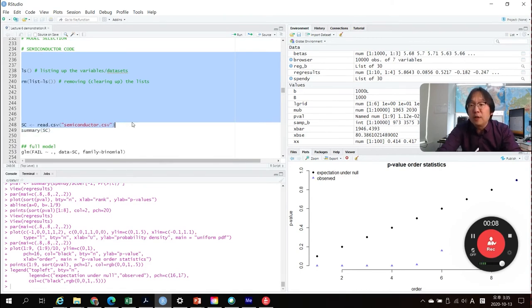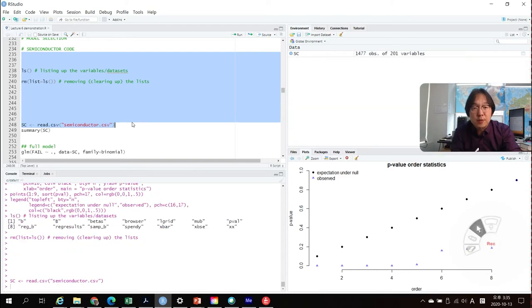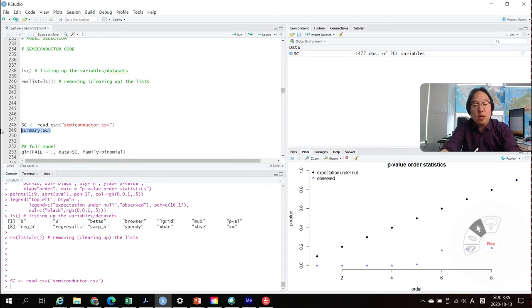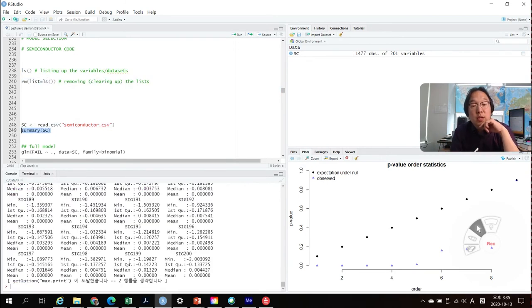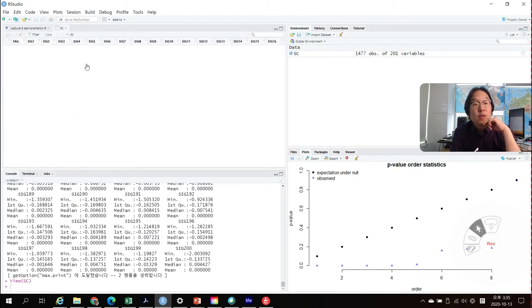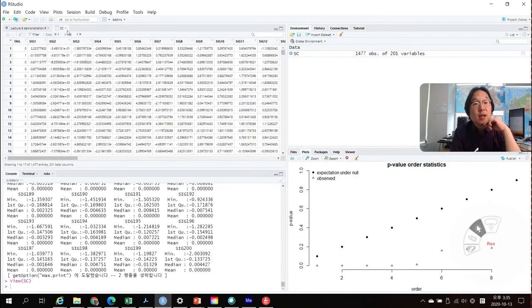Bankruptcy kind of thing. So instead of chips, you can think of a failure of the company, right? So let's do it. Clear all those data sets in the memory, and then import semiconductor.csv, a summary, and it shows me a whole bunch of 200 different variables showing up over here like this, okay?